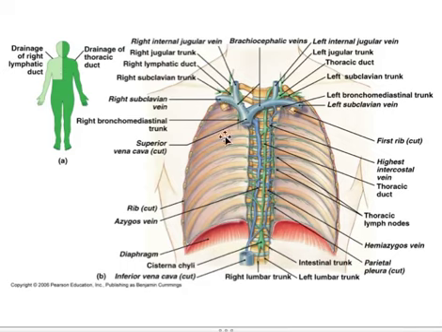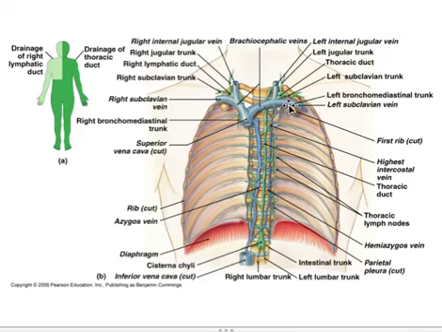Okay, so this part from here to here is drained: the right arm, right side of the head, and the right upper part of the torso are drained by the right lymphatic duct, and then all the rest of this dark green area is handled by the thoracic duct.